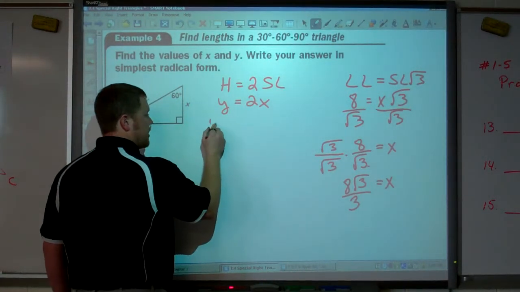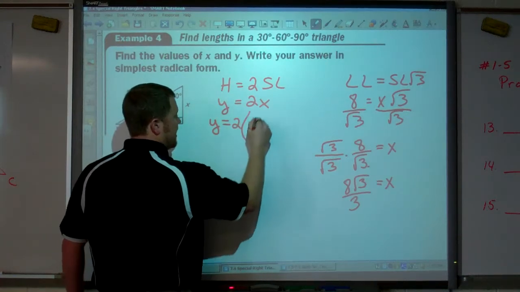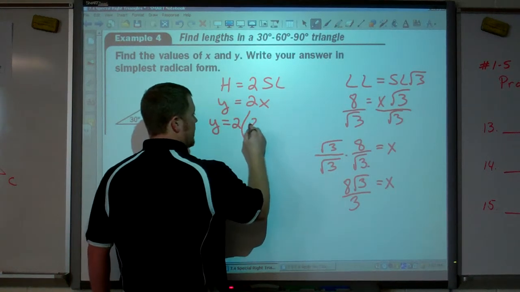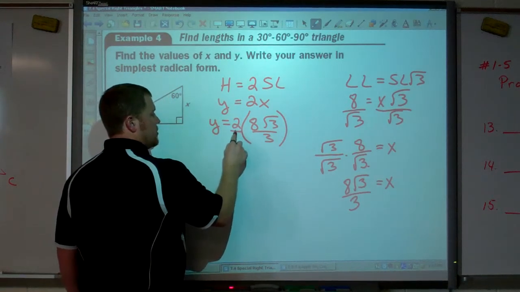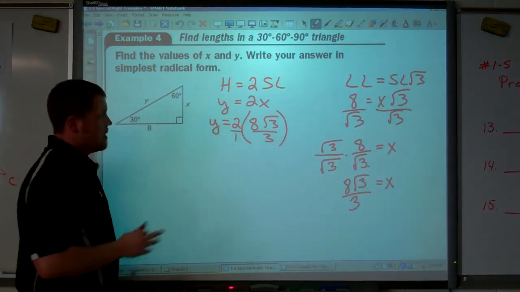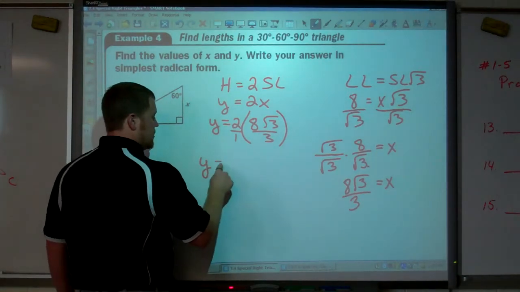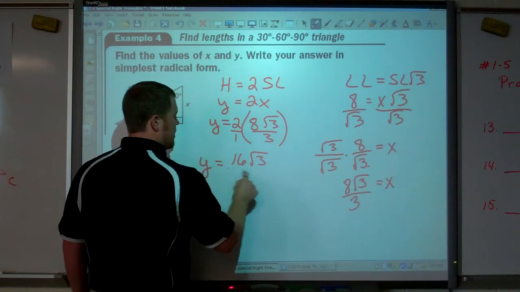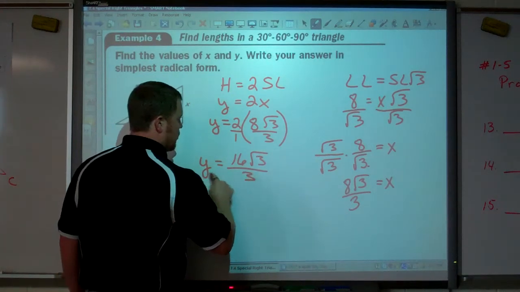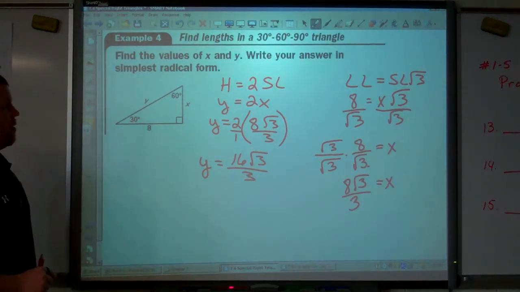Okay, here we go. We have this equation. Plug in. Y equals 2 times x, which is 8 square root of 3 over 3. Again, you can write 2 as a fraction, 2 over 1. So multiply. Y equals 2 times 8 is 16, square root of 3, 1 times 3 is 3. So y equals 16 square root of 3 over 3.